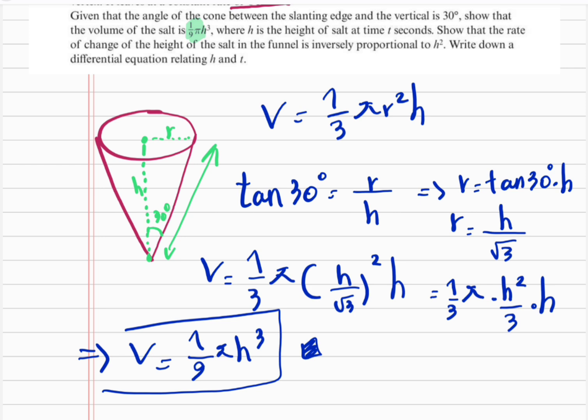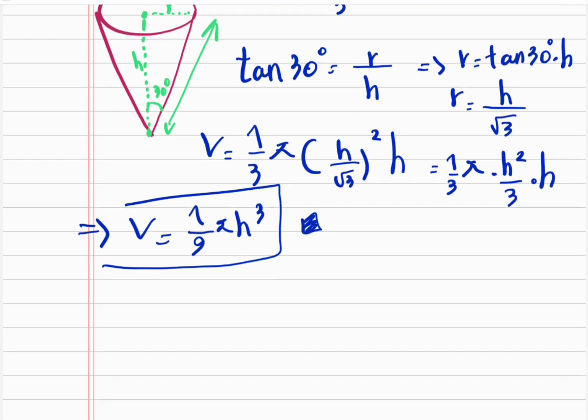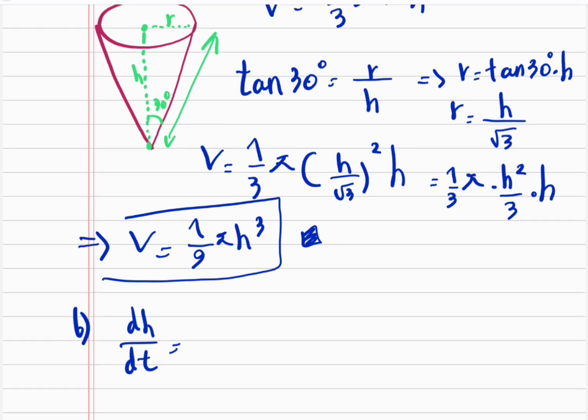Okay, so in order to find the rate of change of the height, all we need to find is basically dh by dt. That's what we want to find, right? Because h is the height and we want to find the rate of change of that. So if you want to find dh by dt, again, it's just a chain rule question for this part.